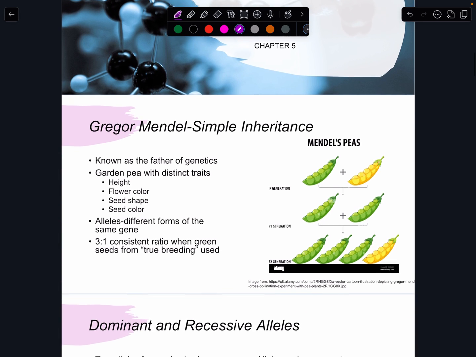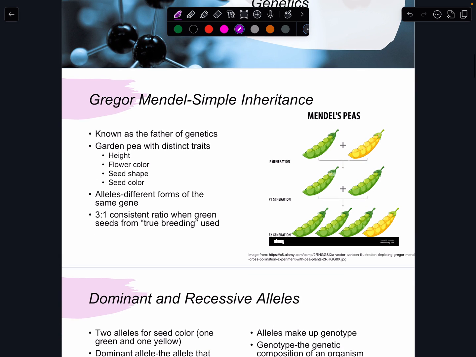So genetics starts with Gregor Mendel and simple inheritance. Gregor Mendel is known as the father of genetics with his famous pea plants, and we'll get into that in just a second. He began his life actually as Johann Mendel, and he was the son of an Austrian farmer. His father taught him about animal and plant reproduction, and he was completely fascinated by it. So that was his beginnings, and ultimately he joined the Augustinian monastery of St. Thomas and was given his new first name, and that's when he became Gregor Mendel.